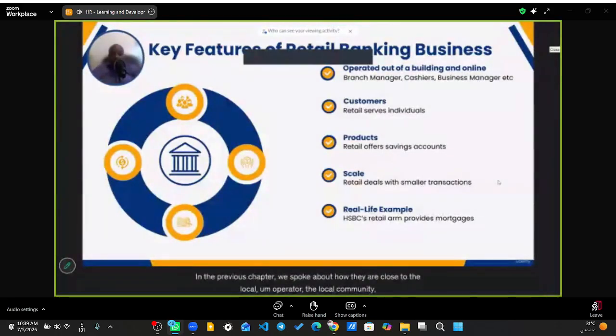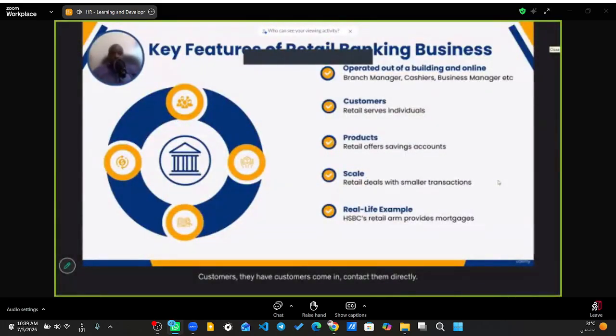In the previous chapter, we spoke about how they are close to the local community so they can understand what the requirements are. All the people present in a branch, usually in retail banking, are there to facilitate financial services solutions to all the people that are coming in. Remember, we're dealing with individuals. And so you have the branch manager, the cashier, business managers, and those dealing with credit, people that want loans, those that do mortgages, and so on.